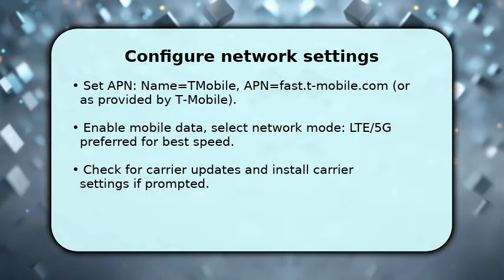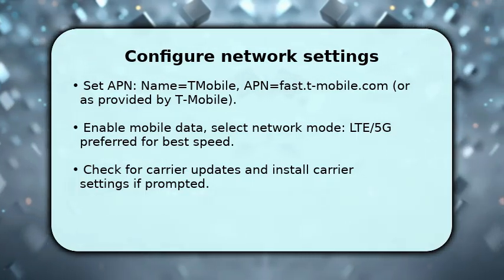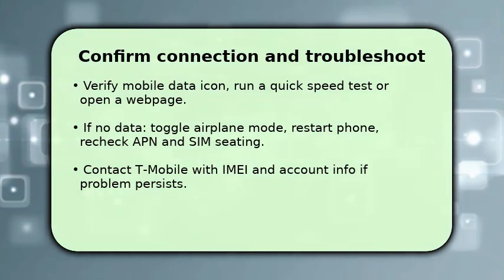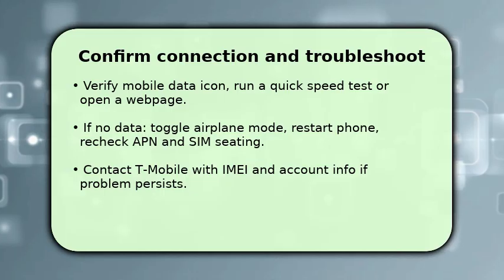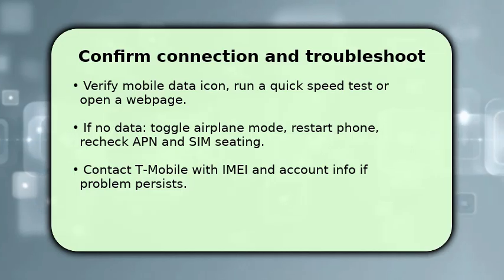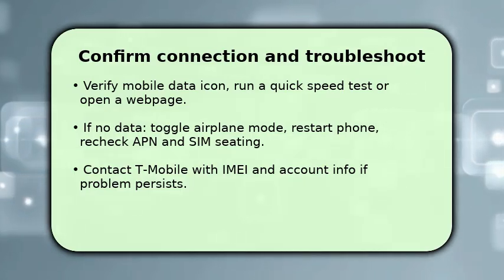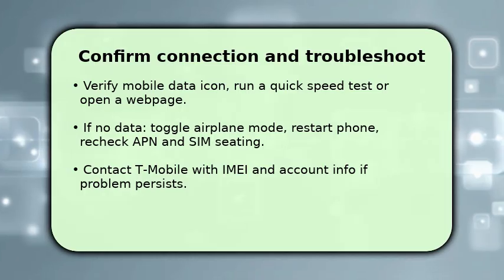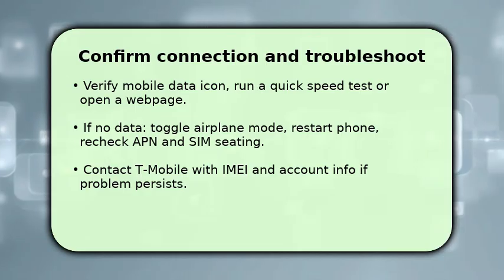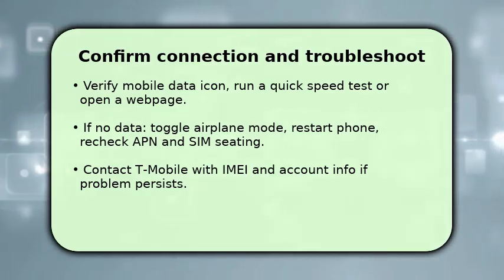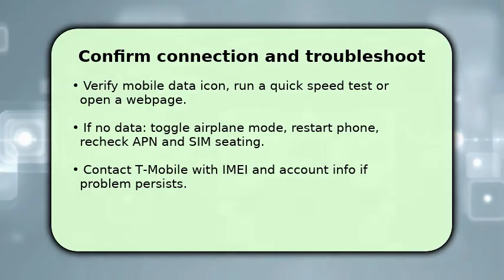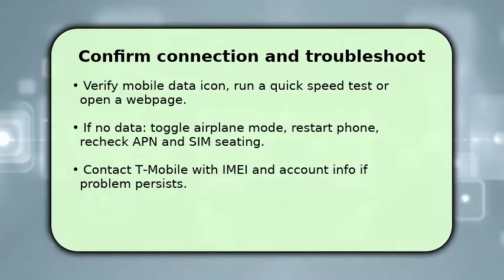After saving, give the phone a minute to register on the proper network and receive an update. Now confirm your connection and resolve common failures so you're online. First, look for the mobile data icon and open a web page or run a speed test to validate throughput. If you don't get data, toggle airplane mode, restart the phone, and recheck the APN and that the SIM is seated correctly. These quick steps fix most issues. If the problem persists, note your IMEI and account details. Then contact T-Mobile support so they can diagnose provisioning or network-side problems.